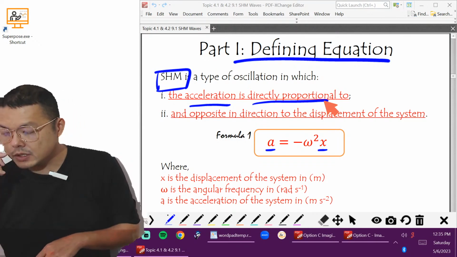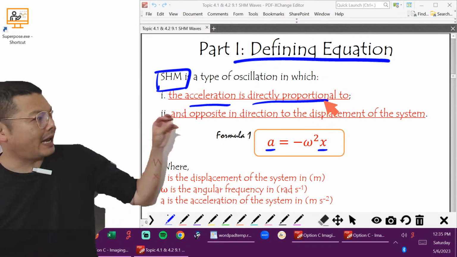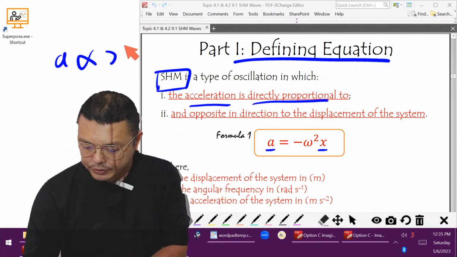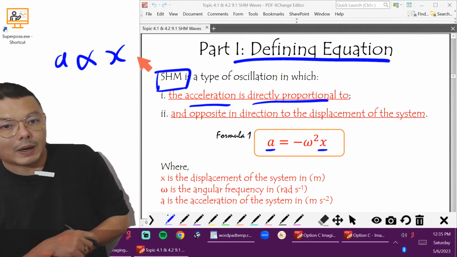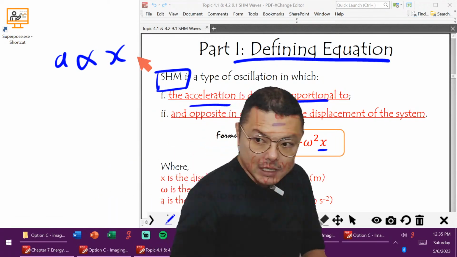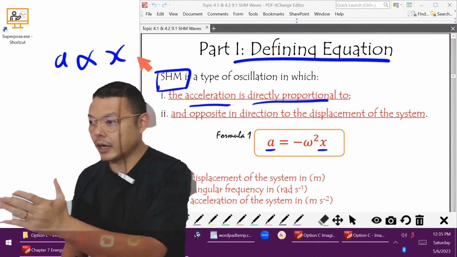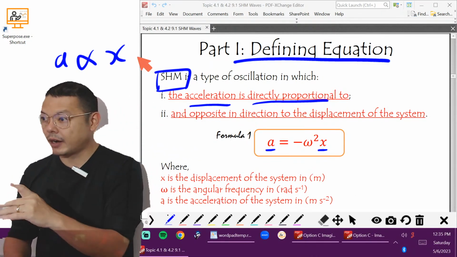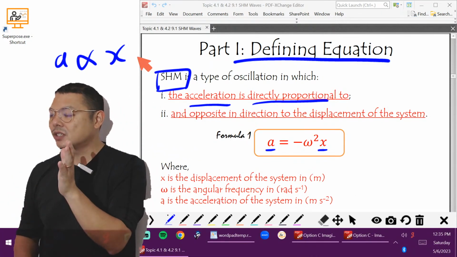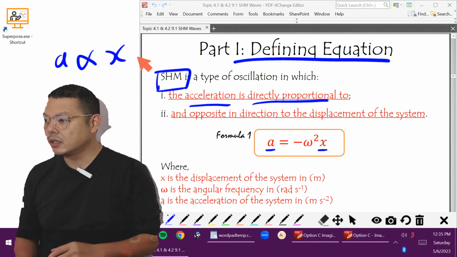Directly proportional means that A is directly proportional to X. That's what it means. What that also means is the bigger the displacement, the greater the acceleration. And in what kind of relationship? Directly proportional means it's a straight line passing through the origin.